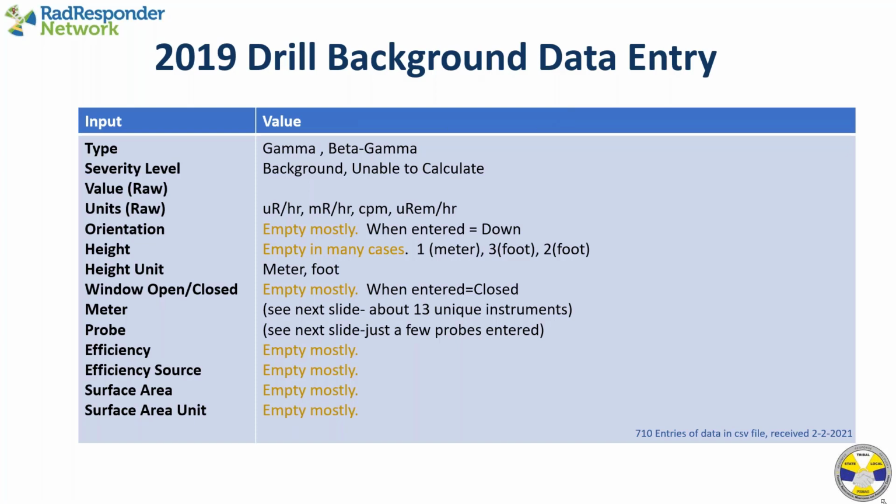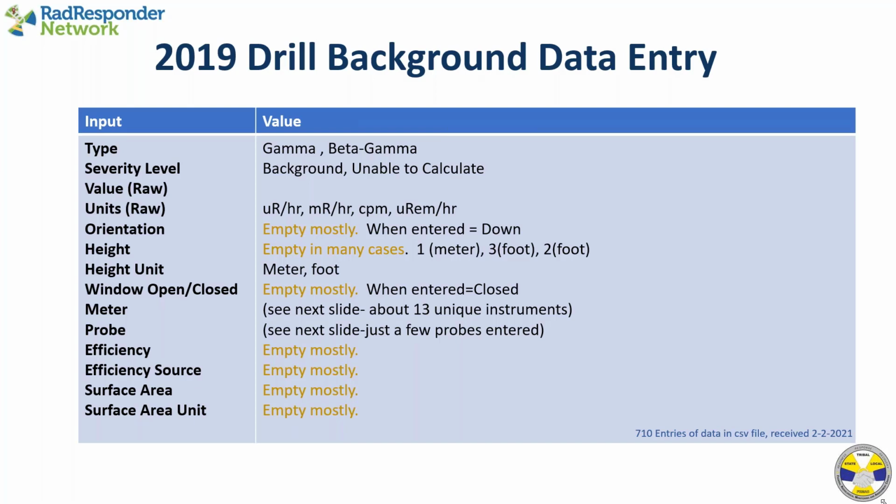The height had a number of units and heights. Most frequent was the 1 meter. And then we had a lot of 3 foot and several 2 foot. And the unit there is foot, so it doesn't carry over to feet if you enter in a number greater than 1. Window open, closed: most of them were empty, and then the closed in some cases was entered. So I would presume, and I've got a couple comments to make on that later on, that we'd be very interested in both an open measurement and a closed window measurement.